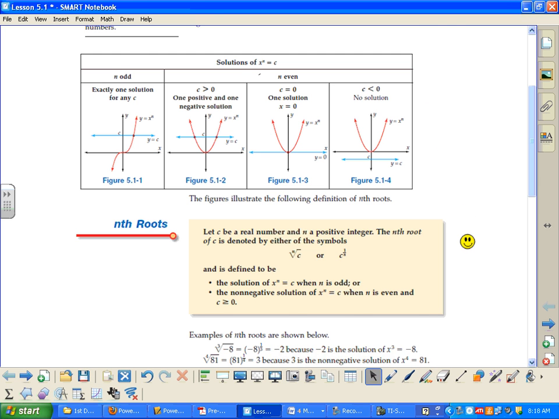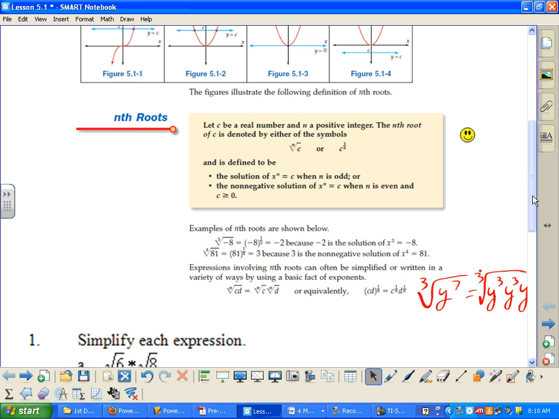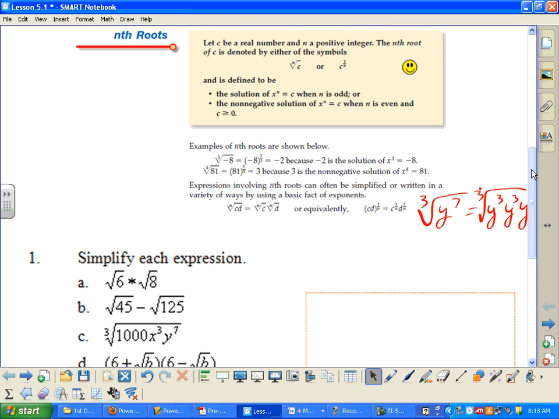And for nth roots, if c is a real number and n is a positive integer, the nth root of c is denoted by either of the symbols. The index could be n, the nth root of c, or I could write it as c to the power of 1 over n. So, looking at rational exponents, the solution of x to the n equals c when n is odd, or the non-negative solution when n is even.